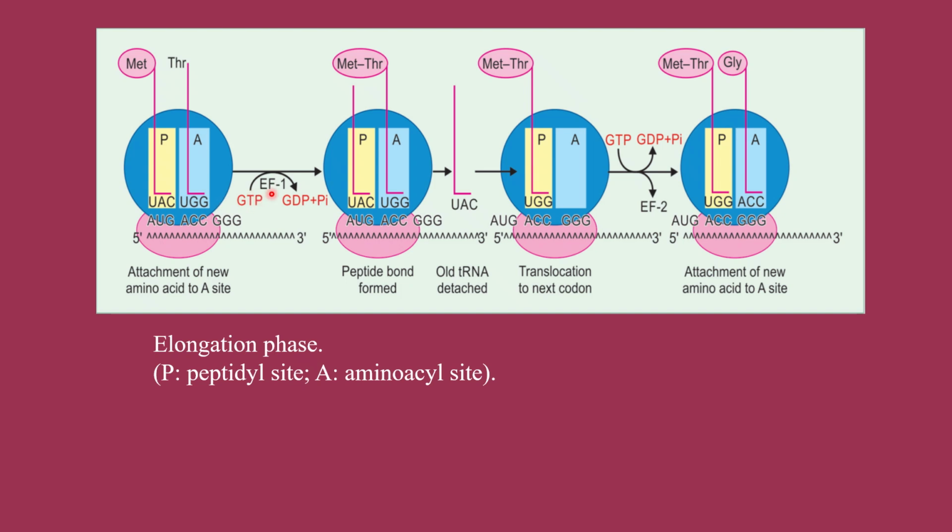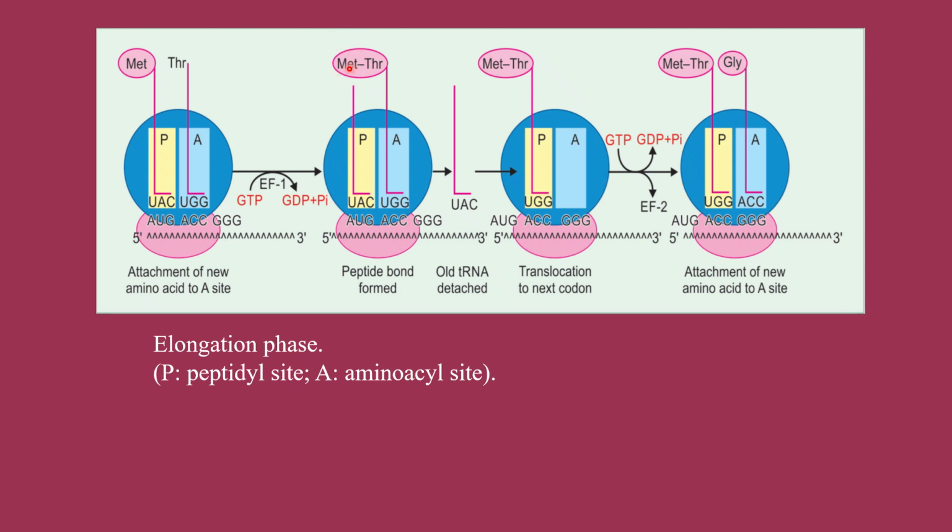Further, in the presence of elongation factor 1, an investment of 1 GTP is there, and what happens? This is going to form a peptide bond. So peptide bond formation happens between the methionine and threonine. Just as an example, methionine will always be the first one in the mammals and formylmethionine in the prokaryotes. And that will be the first amino acid.